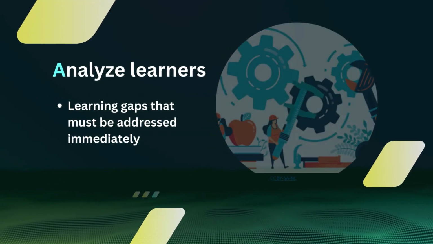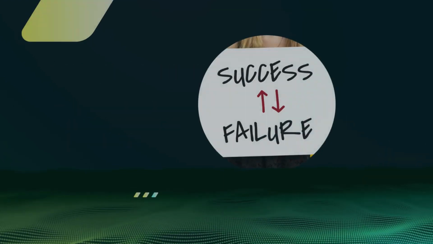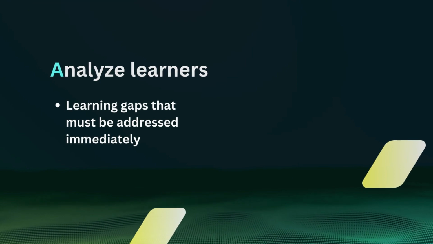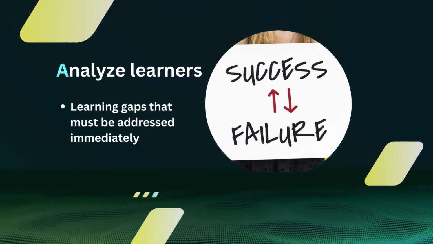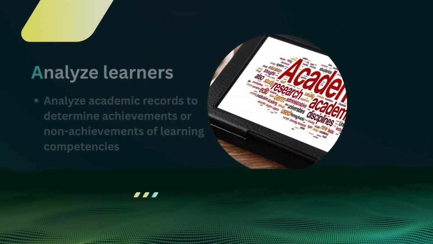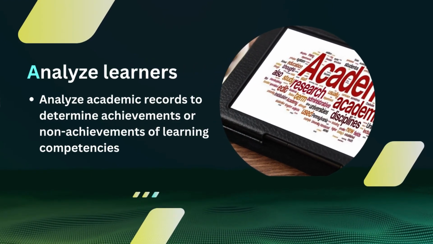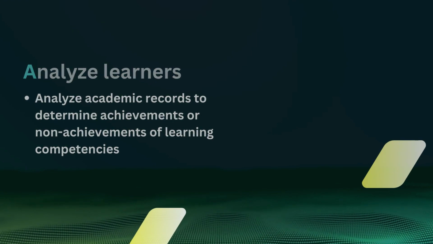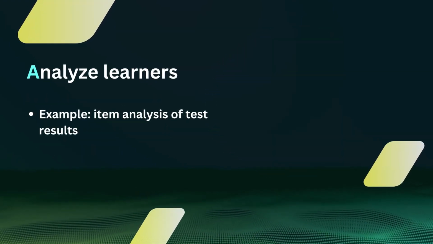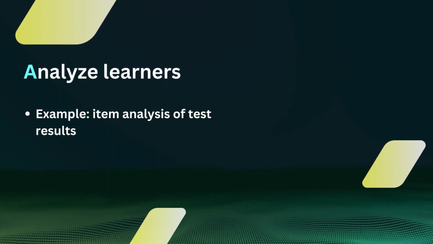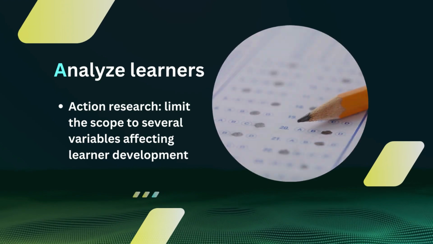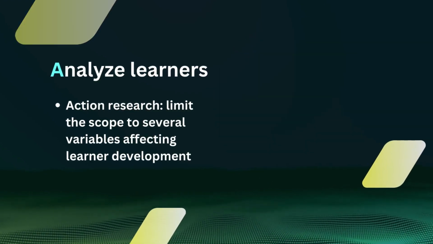Analysis of learners in research involves identifying not only their profile characteristics but also learning gaps that must be addressed immediately. Otherwise, the learners involved might be left behind. Academic records of learners may be analyzed to determine their achievements or non-achievements of the learning competencies. For example, we analyze the learner's characteristics by item analysis of their test results. In action research, we just limit our scope to specific variables in the learner's context.